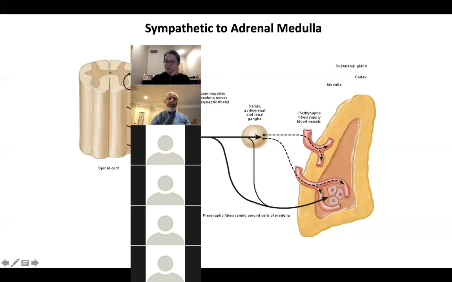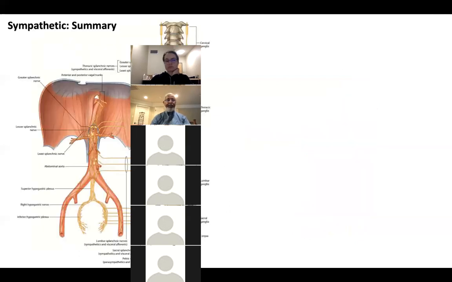They can come and synapse here. Or if they go to the viscera, they can come to the pre-aortic ganglia and synapse there. Or they can go to the adrenal medulla and synapse there. These are the three possible places where sympathetic nerves can have synaptic connection with the postsynaptic fibers. Okay, now this is more like summarizing the sympathetic system.